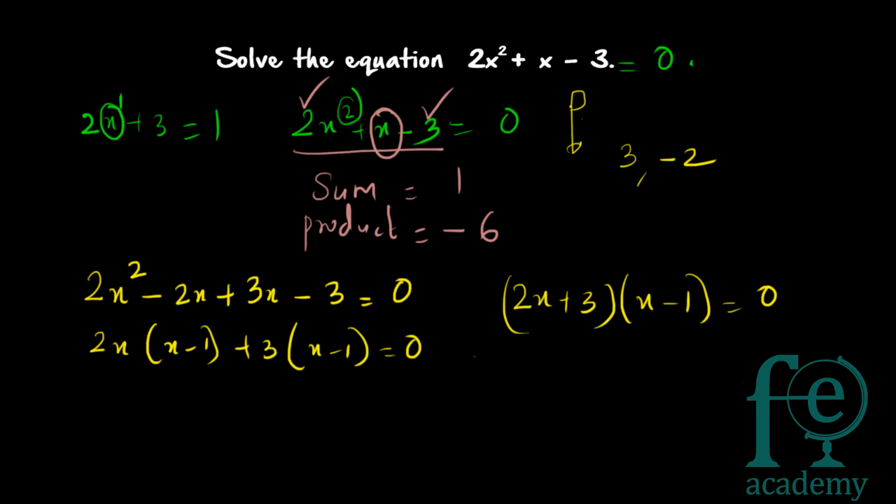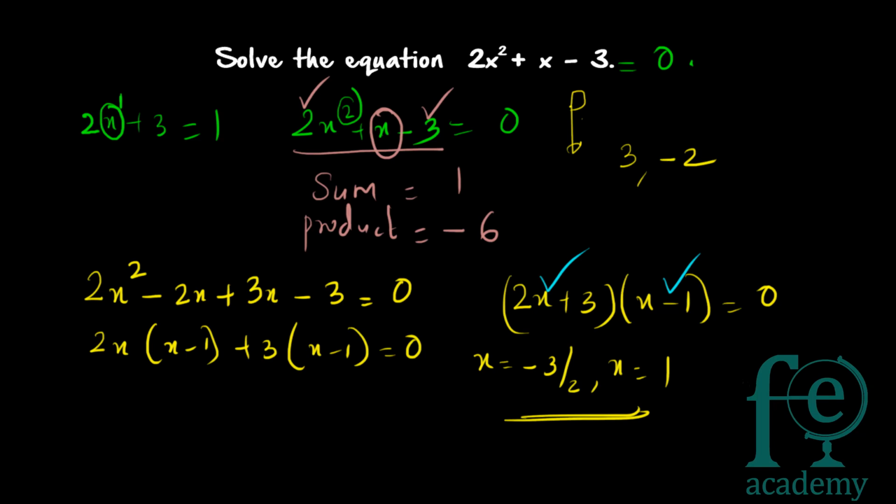Which gives you two values for x: x is equal to minus 3 by 2 or x is equal to 1. By solving this equation, you get a product equal to 0 only when the individual factors are equal to 0. So 2x plus 3 also should be equal to 0.